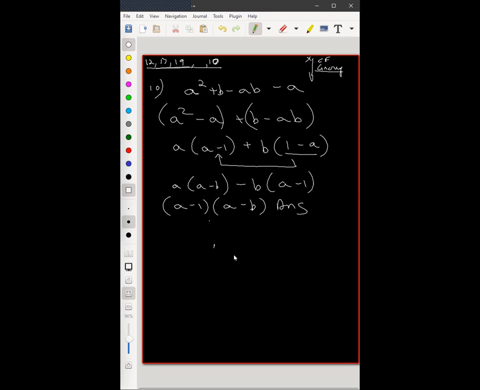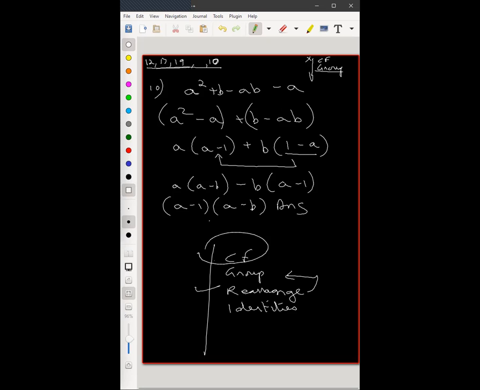Remember, whenever we are doing factorization, first take common factors. If not, then group. If you cannot group, rearrange and then group again. If even this is not applicable, then we use identities. This is the sequence you have to follow for every factorization problem. Even if you can rearrange and group, if a common factor is there first, always the common factor will come out. Remember that.